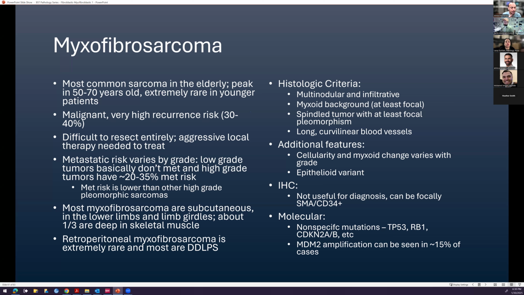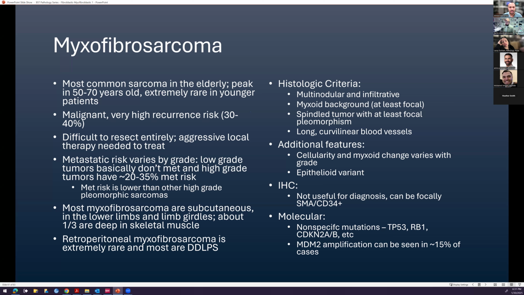The metastatic risk kind of varies, right? Low-grade myxofibrosarcomas pretty much don't really metastasize. But high-grade tumors have a pretty decent met risk, from like 20 to 35%. This is actually lower than most high-grade pleomorphic sarcomas. So it's useful to make that distinction between a myxofibrosarcoma and an undifferentiated pleomorphic sarcoma or a de-diff liposarcoma or something like that. Most myxofibrosarcomas tend to be sub-Q, actually.